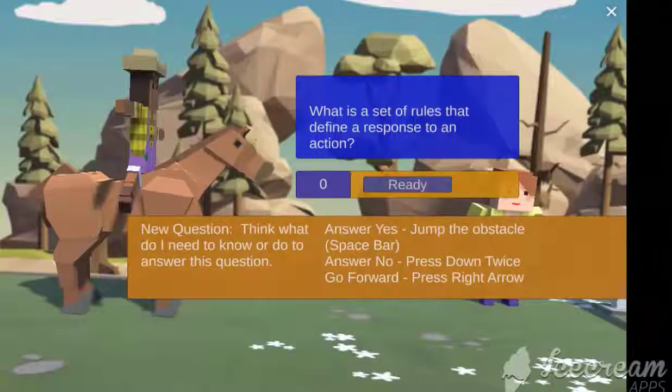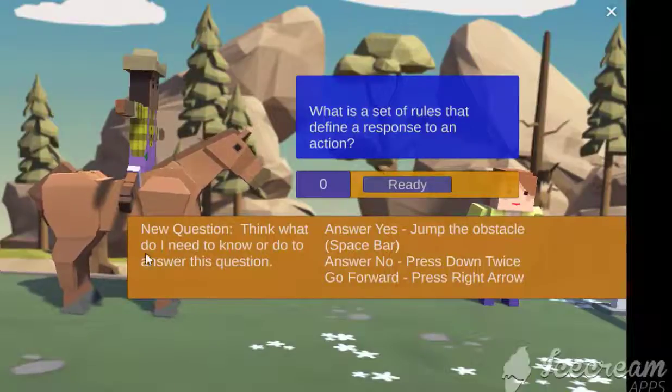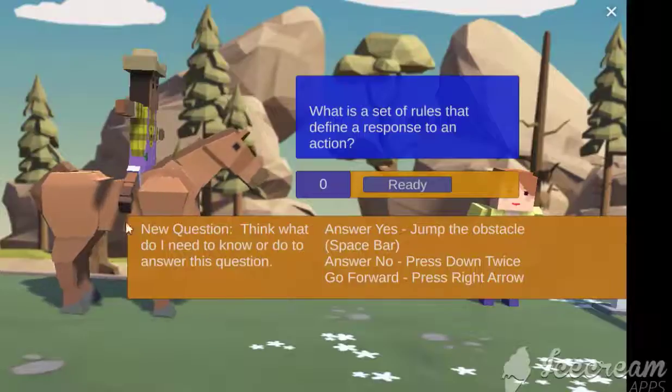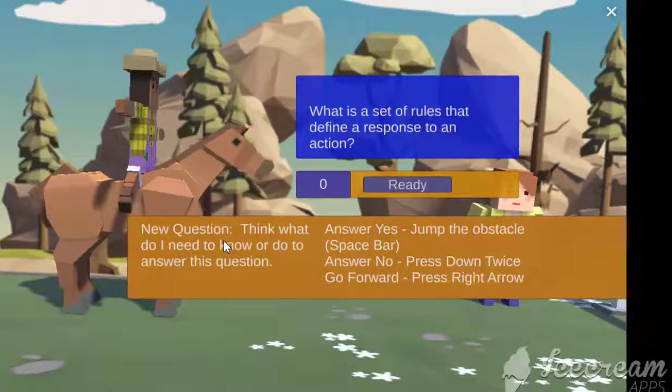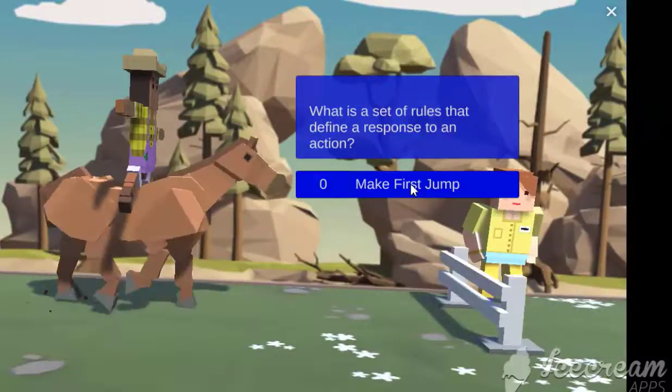So let's get into the game. This is what you would see when you get started. Here's my intro screen that explains the actions, and then the whole premise behind it: take the time to look at this question, write down what it is that you needed to know or do to be able to solve this question. Then hit ready.